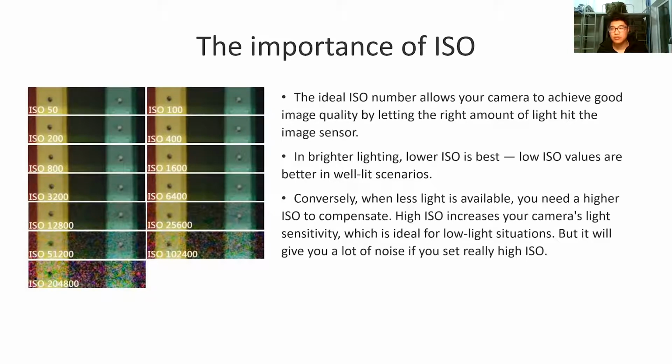This is the word is equal, right? So the ideal ISO number allows your camera to achieve good image quality by letting the right amount of light hit the image sensor. In brighter light, especially in the daytime, you should use lower ISO. It is best because lower ISO values are better in well-lit scenes. Conversely, when less light is available, you need a higher ISO to compensate.